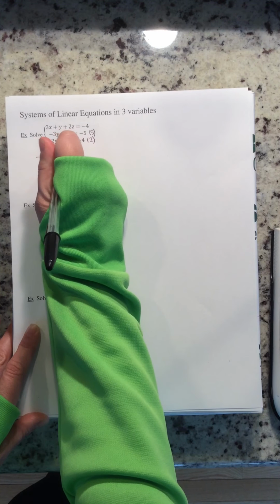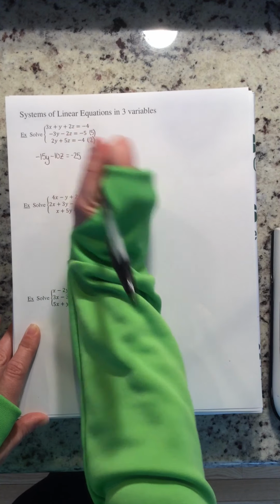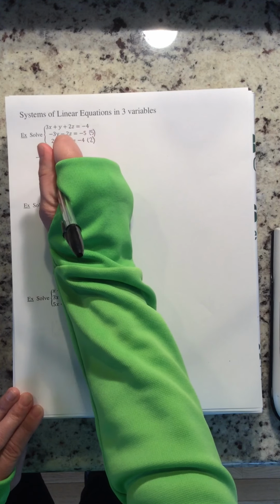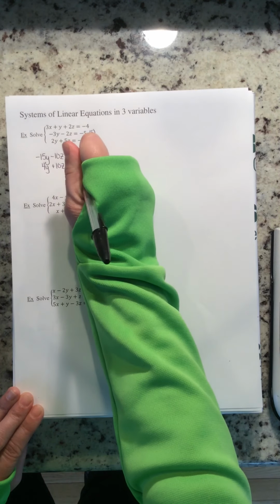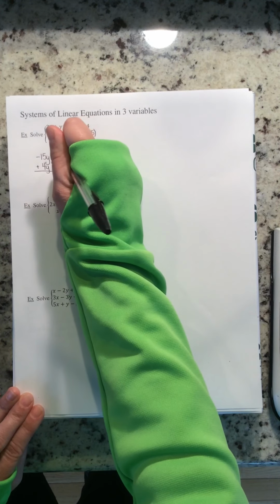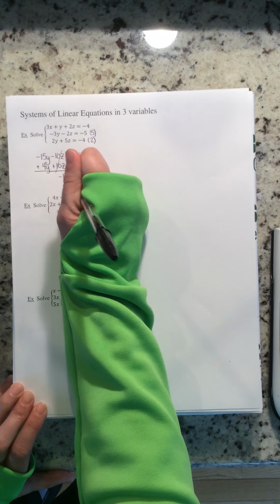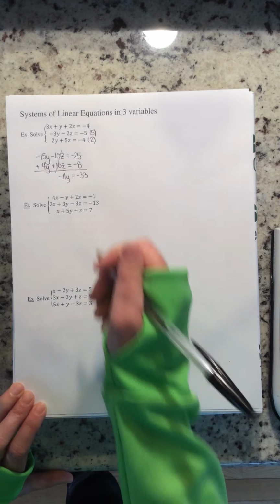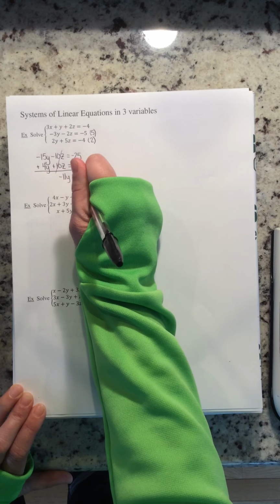minus 10z equals negative 25. Multiplying the bottom by 2, 4y plus 10z is equal to negative 8. Now, when we add the 2 equations together, the z's eliminate, and we're left with negative 11y is equal to negative 33. Dividing both sides by negative 11, we find that y is in fact equal to 3.